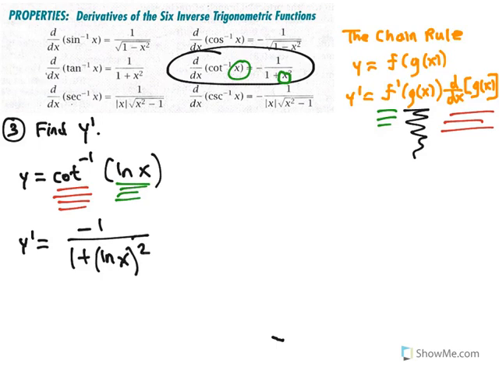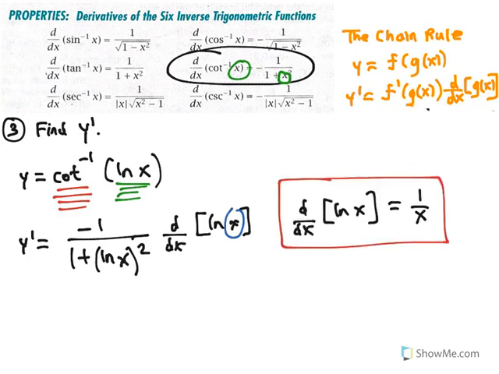Which I can write this way. And then we have to multiply, using the chain rule, by the derivative with respect to x of the inside function, natural log of x. The derivative of natural log of x with respect to x is 1 over the argument. It is 1 over x.